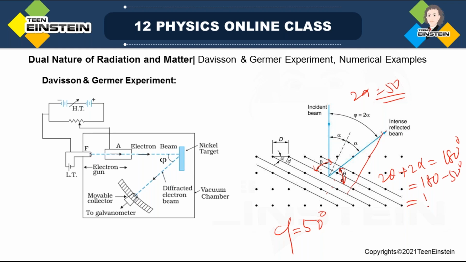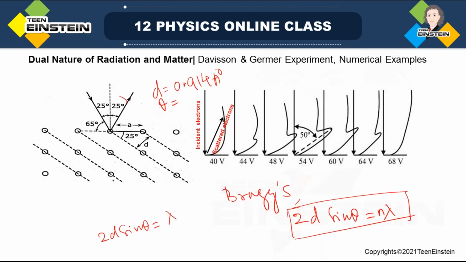So if you do this, you will get, oh sorry, this will be 130. So theta will be actually 65 degree. So this theta is 65 degree.